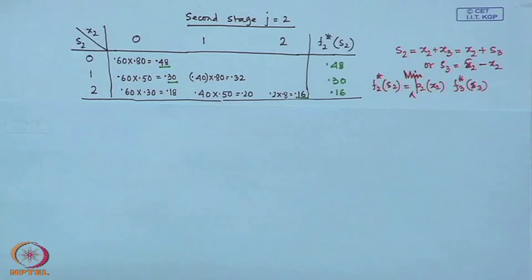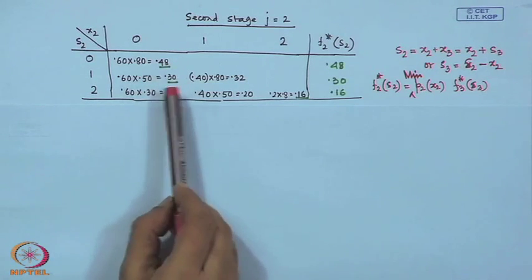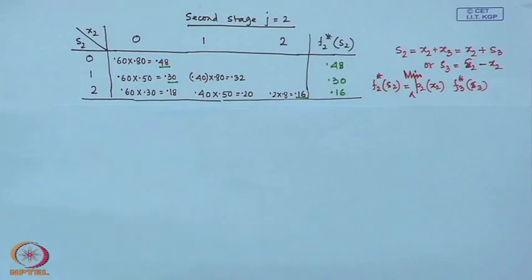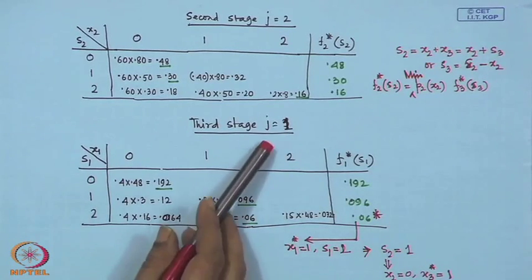And P2, X2 and F3*, S3*. In the previous case no alternative was there, that is why we need not take any decision, but here if we consider the minimum values, then we are getting these values. Now we are moving to the next stage, that is stage 1.